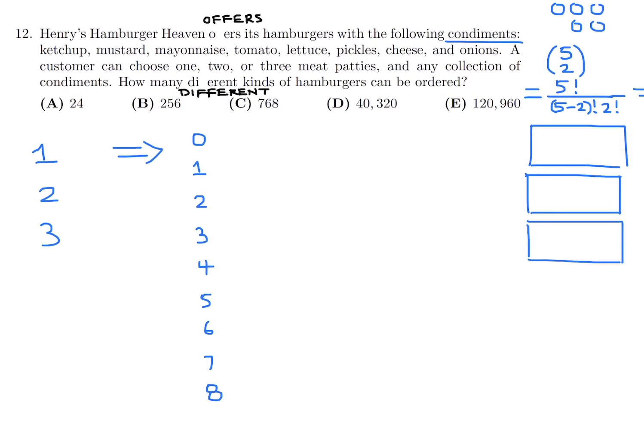So that's exactly what we're going to do over here, but it's going to be done quite a few times. I want 0 condiments. So from 8, choose 0. All right? And that is equal to 1. I'll let you do the math, just like how I did the math over here.